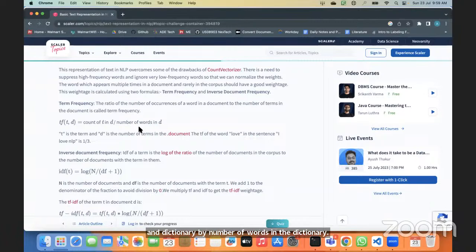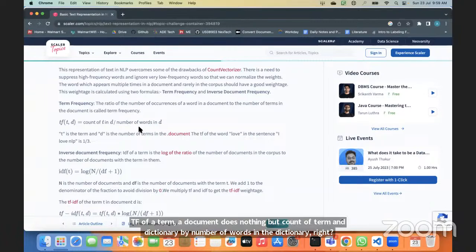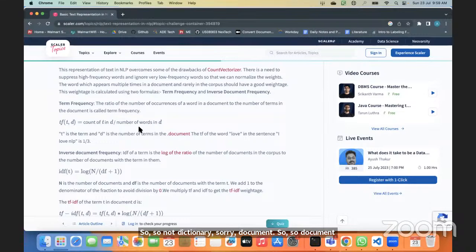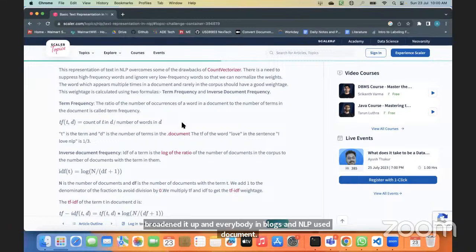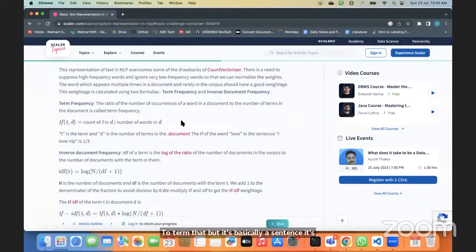Document is very commonly referred to here, but let's not confuse between document and sentences. A document can also be a sentence. They just broadened it up, and everybody in blogs and NLP uses document to term that, but it's basically a sentence. It's nothing more. It can also be a set of sentences. That's why they just termed it a document. So count of term in document is basically you'll get each term. You'll have all the set of terms, which you create using a set that we have just seen before. Then you count the number of times that each word is occurring in the document. That will be the term frequency, very simple.